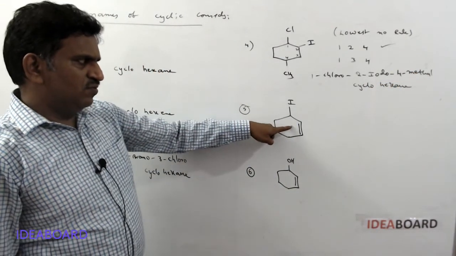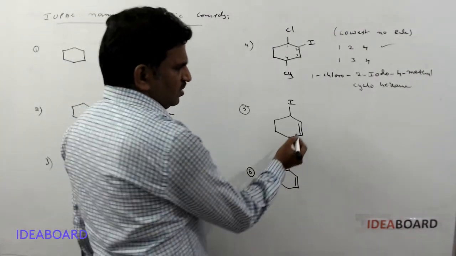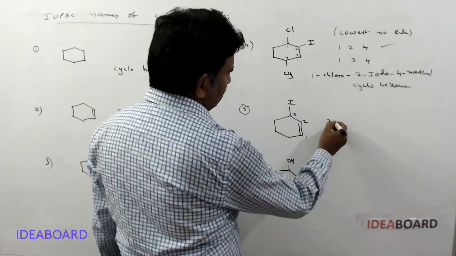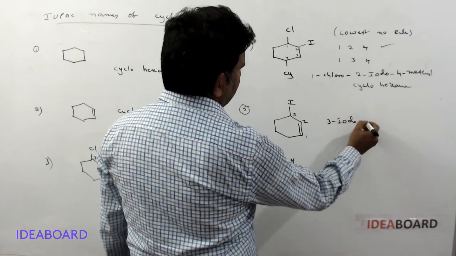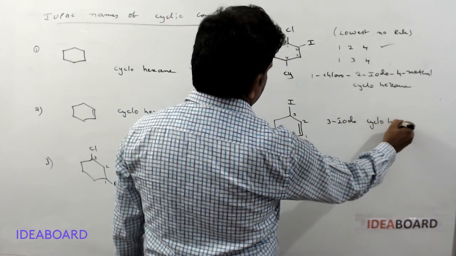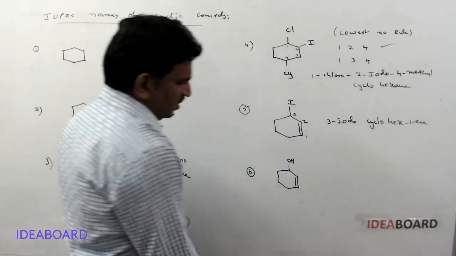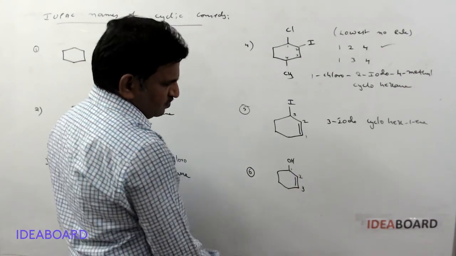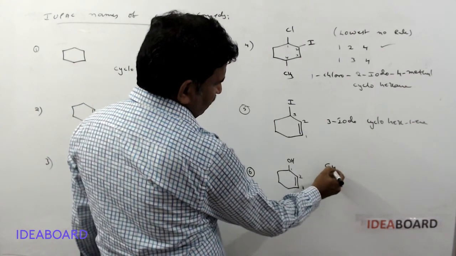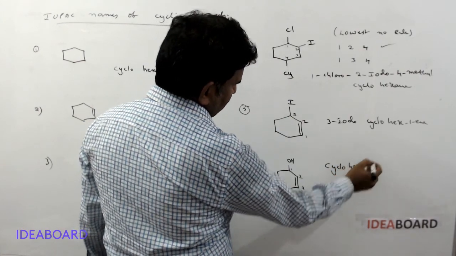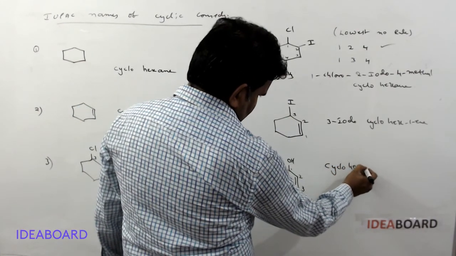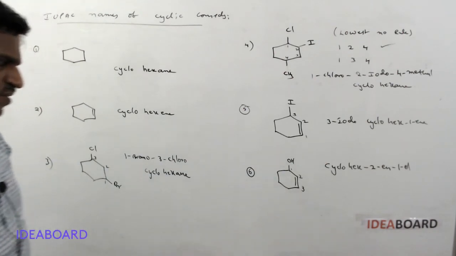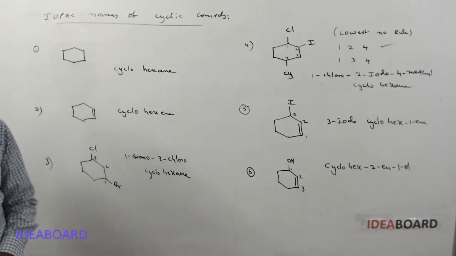And in this example, if you see, one is a double bond, one is iodine. Double bond and iodine are there, the double bond gets more priority. So this is 1, this is 2, this is 3. So it is 3-iodocyclohexene. And in this, the functional group gets more priority than the double bond. So 1, 2, 3. So this is cyclohexen-1-ol. Okay, that is for cyclohexanes.